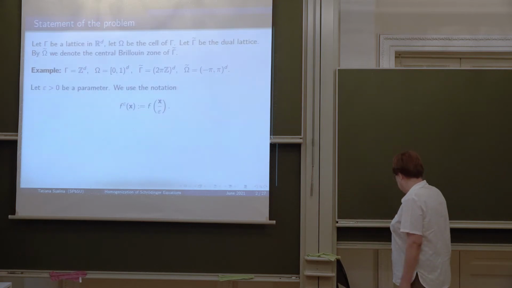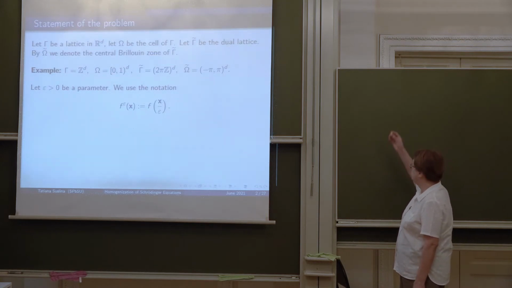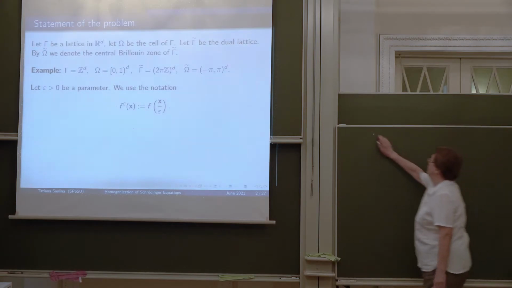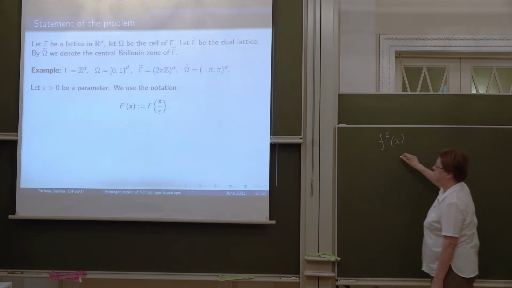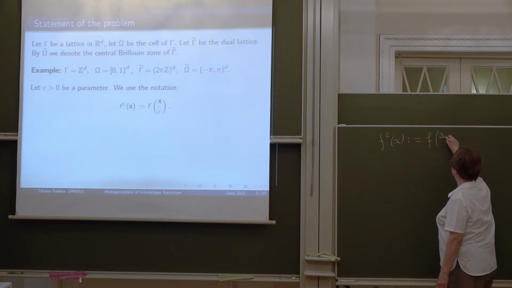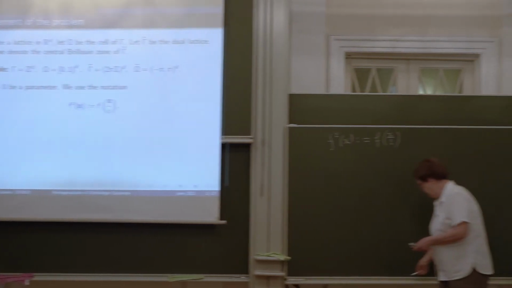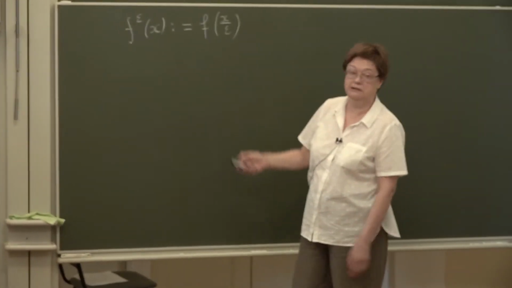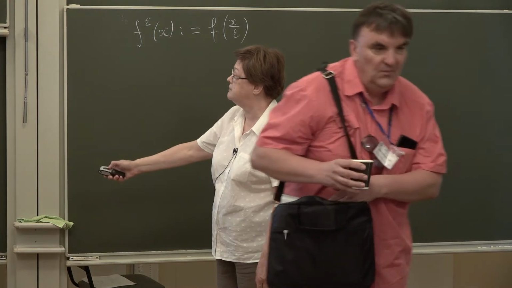Next, we agree to use such notation. Epsilon is a small positive parameter, and for any gamma periodic function f, we denote by f epsilon of x, f of x over epsilon. So for small epsilon, such a function oscillates rapidly, and homogenization theory studies differential equations with such coefficients.